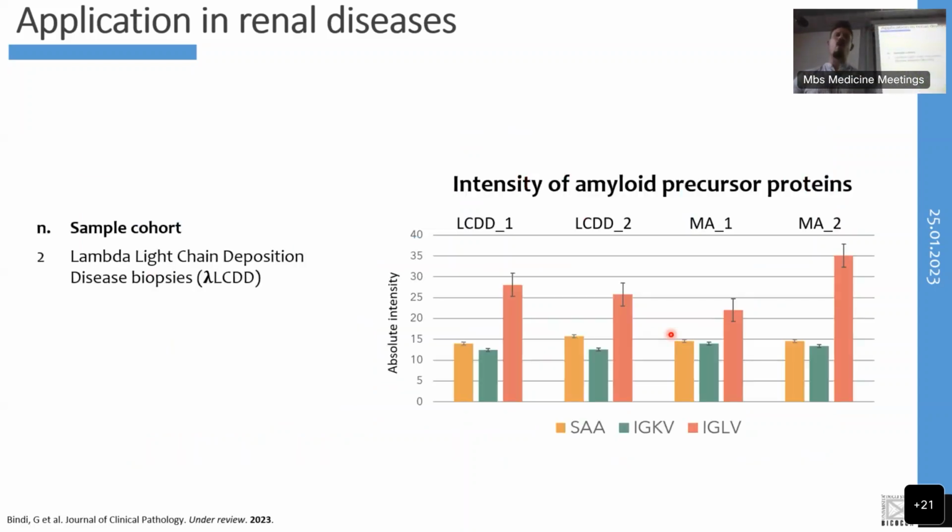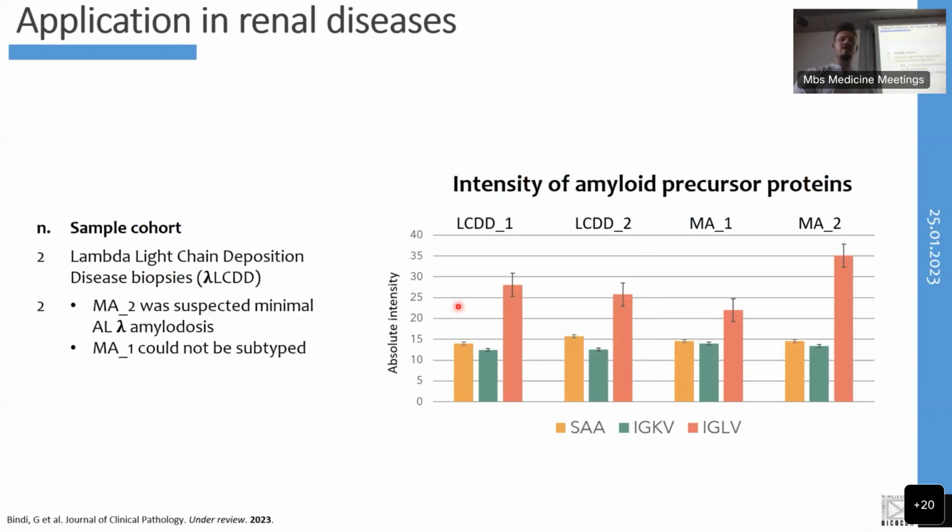But then from here, okay, can we also detect the correct precursor protein? So both of these cases of light chain deposition disease, we knew were cases of lambda light chain deposition disease. As we can see here, there was quite a distinct increase of the lambda protein as we expected to see. Then we had these two cases of minimal amyloidosis, where there was a suspected amount of the lambda form of the disease. And again, straight away from the MALDI imaging data, we saw a distinct increase in the lambda protein.